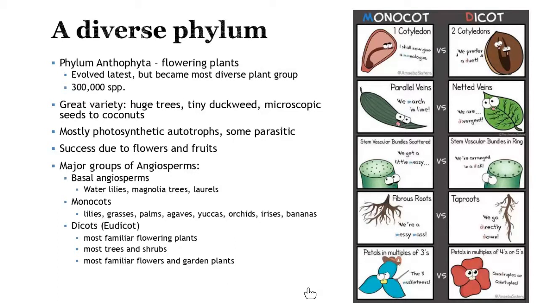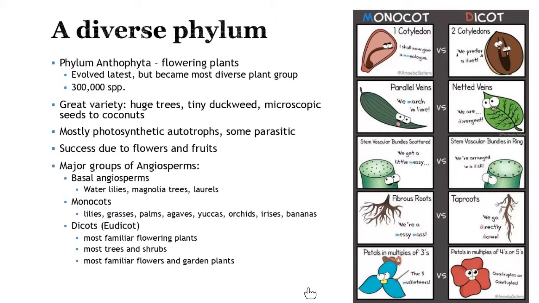Now, most of these are going to be photosynthetic autotrophs, but they do have some parasites that fall into this category. Now, the reason this group has so much success is due to flowers and fruit, as they have really excelled at that and used that to their advantage. Now, we're going to break it up into some smaller groups. There's the basal angiosperms, which happen to be the water lilies, magnolia trees, and the laurels. And then you have the monocots and the dicots.